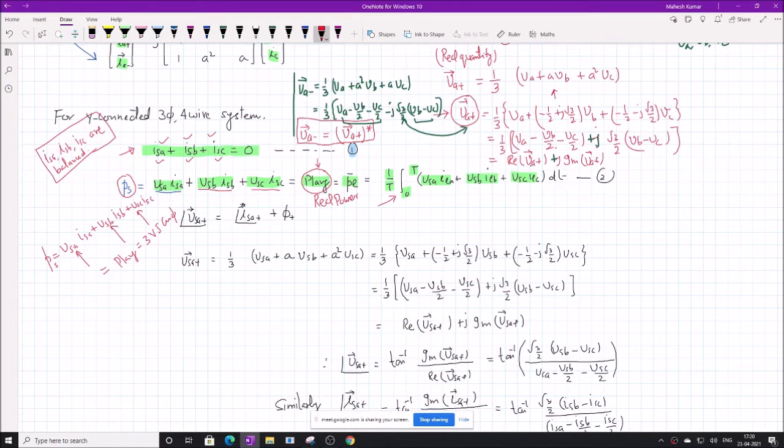Okay. If VSA, VSB, VSC are not balanced, and I force that this product VSA into ISA plus VSB into ISB plus VSC into ISC is constant, then there will be a set of three-phase source currents which will not be balanced and sinusoidal. Still the condition is satisfied. So it depends. If the voltages are balanced, the currents will be balanced. If the voltages are not balanced, the currents will also not be balanced, but the condition is still satisfied.